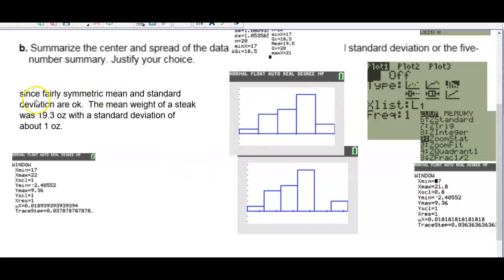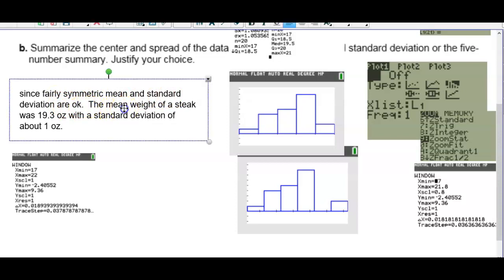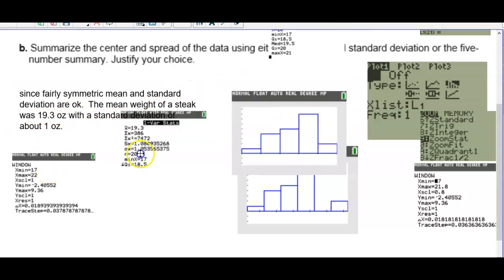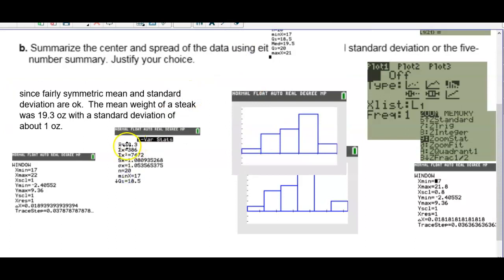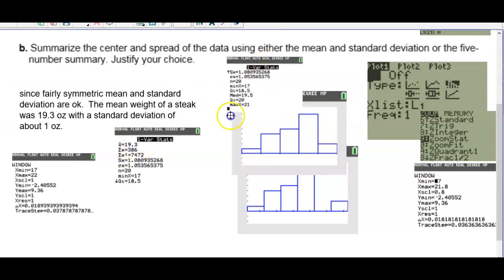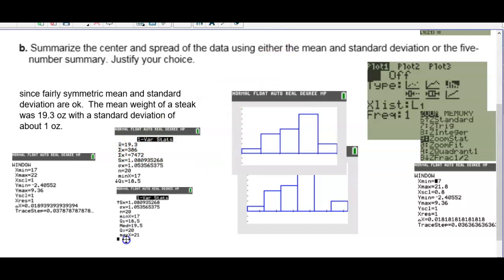Okay, so I said since it's fairly symmetric, the mean and standard deviation are okay to use. The mean weight of a steak was 19.3 with a standard deviation of about 1 ounce. And again, that information came from doing the 1 variable stat. The mean here is the X bar, and the standard deviation was the S of X. Okay.